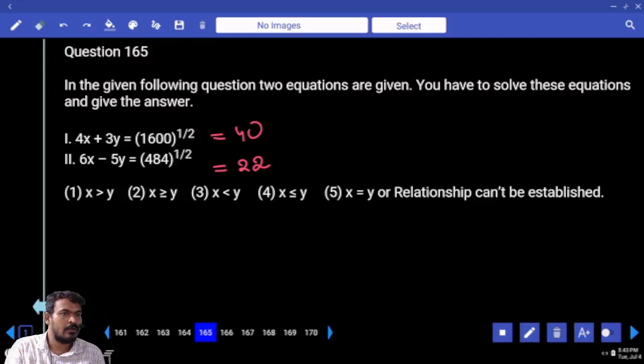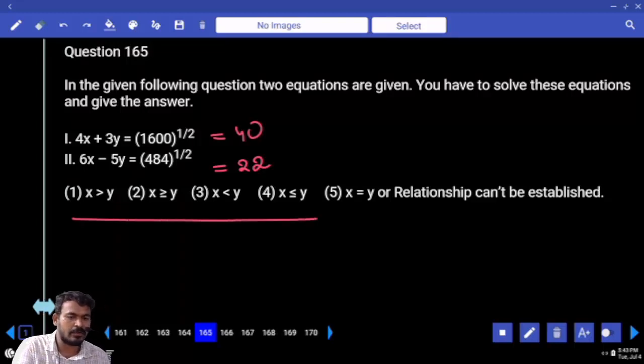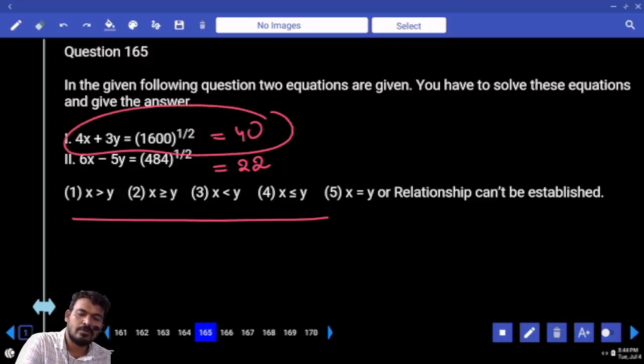22. 4x plus 3y equal to 40. 6x minus 5y equal to 22. Simplify these two equations; we get the x, y values of the two linear equations. Then the first equation is not required. First eliminate the x value, after that we get the y value. First, to eliminate the x value, the first equation is multiplied by how many times?